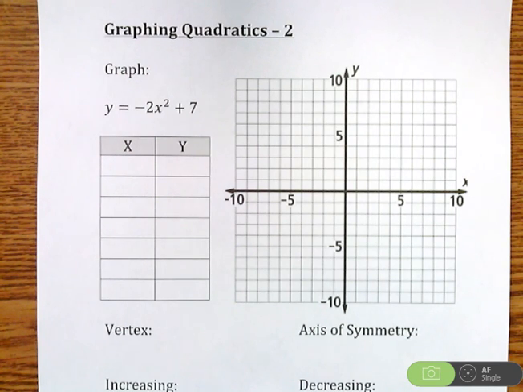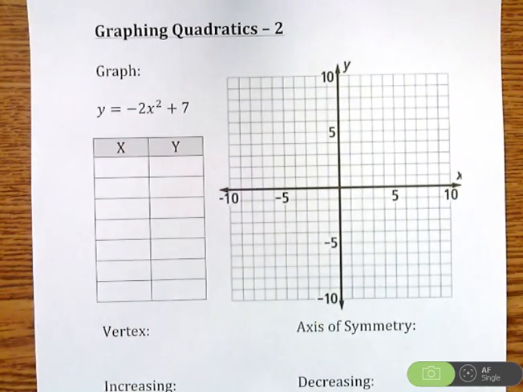All right, this is Graphing Quadratics 2. If you haven't seen my first of my Graphing Quadratics videos, I strongly recommend you do that because I'm going to move a little bit faster in this one because I don't want to repeat on the same smaller topics. So we're going to graph y equals negative 2x squared plus 7.